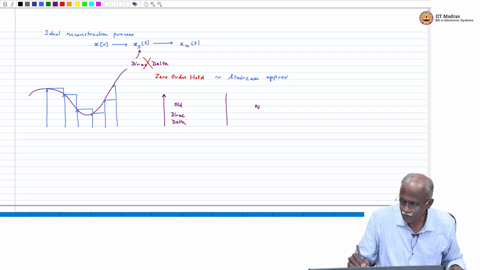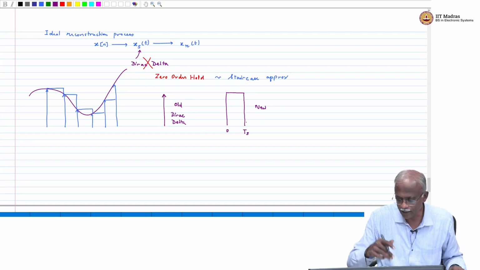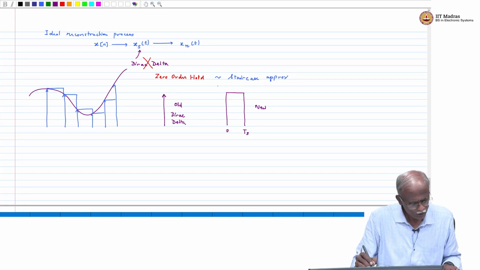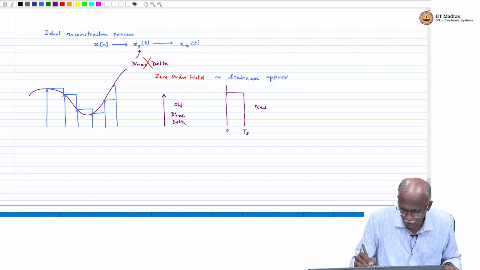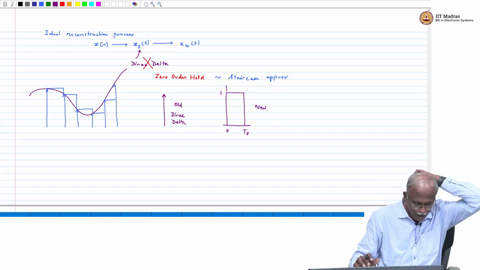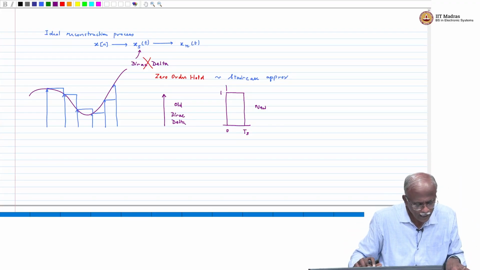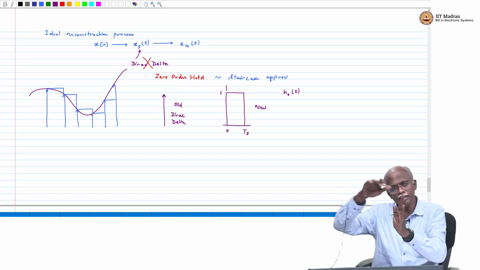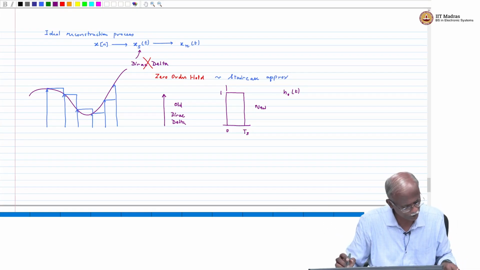This is the new. It has got a flat response between 0 and Ts. Until the next sample arrives, it will have a flat response. Okay? So, this is in the time domain, and the height of this pulse is equal to 1. Whatever is the height, you can scale it by whatever the height of the Dirac delta is. So, we call this the zeroth order hold, H0 of t. Okay, so basically it is a peak hold detector. It has got this response.